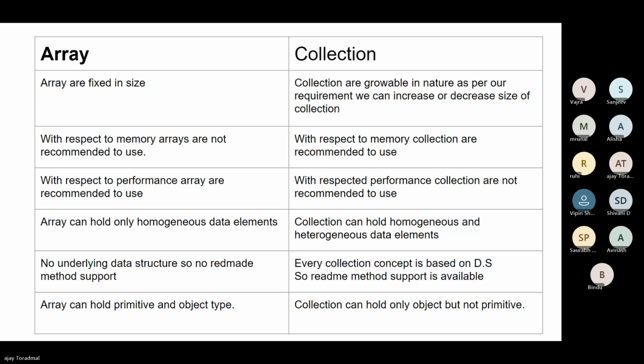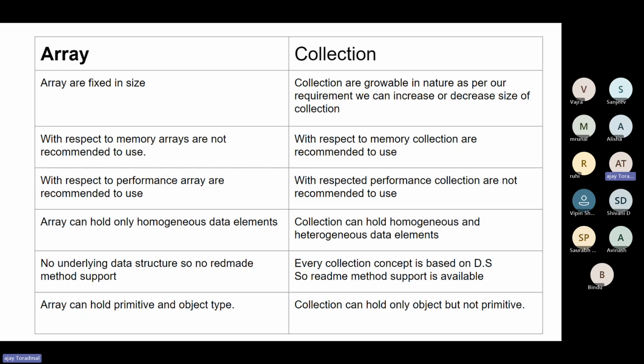Now, this is the next point. An array can hold primitive and object type data. But in case of a collection, it can only hold objects, but not primitives. So basically, in case of a collection, you cannot store a primitive. Primitives are not allowed to be stored inside the collection. But objects you can store.